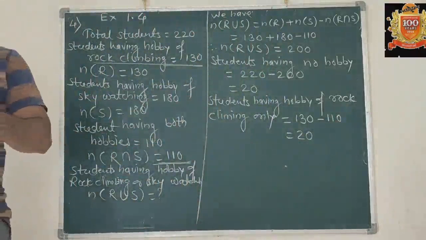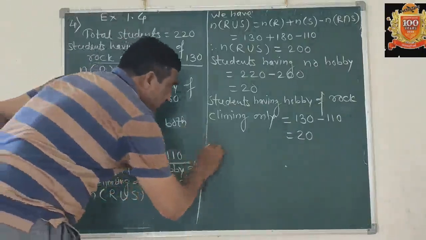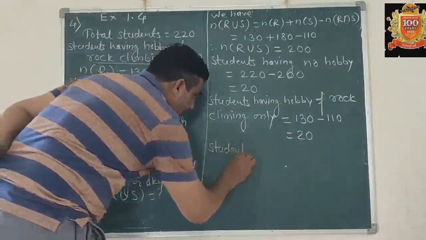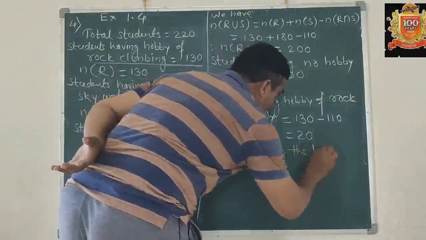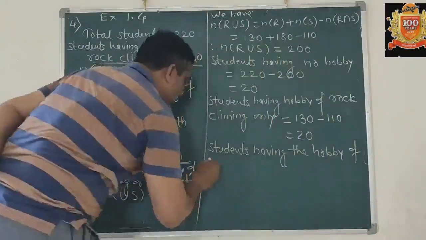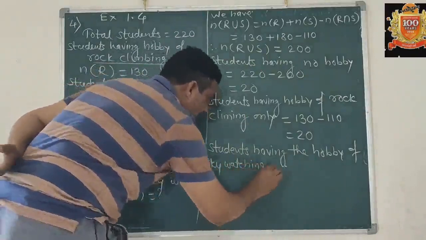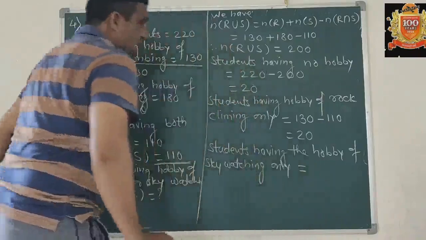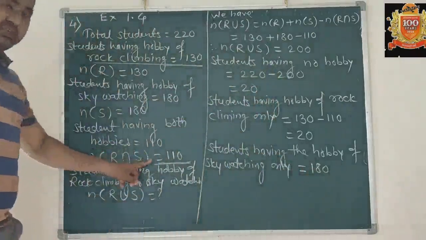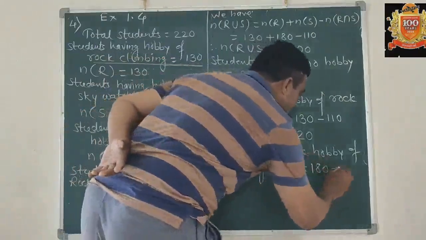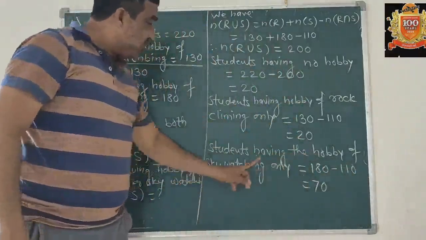Another question is given to you: how many students have the hobby of sky watching only? So for sky watching, students having the hobby of sky watching only. What is the number of students who have the hobby of sky watching? That is 180. From that, the common students having both hobbies, you have to subtract, minus 110. So the answer is 70. So students having the hobby of sky watching only, that is 70.